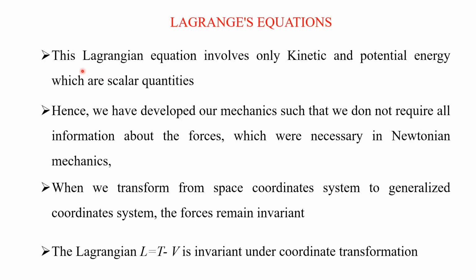So we will see the important points about the Lagrangian equation. This Lagrangian equation involves only kinetic and potential energy, which are scalar quantities. That is, L equals T minus V, kinetic energy minus potential energy. So hence we have developed our mechanics such that we do not require all the information about the forces which were necessary in Newtonian dynamics. When we transform from the space coordinate system into a general coordinate system, the forces remain invariant. That also we have seen now. The Lagrangian L, which is equal to T minus V, is invariant under coordinate transformation.